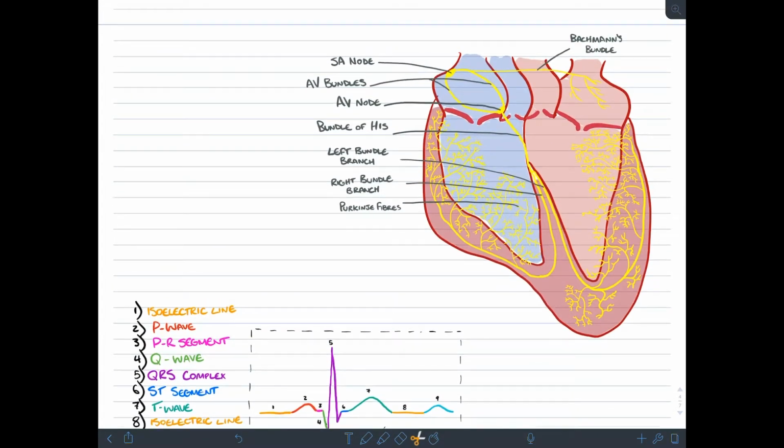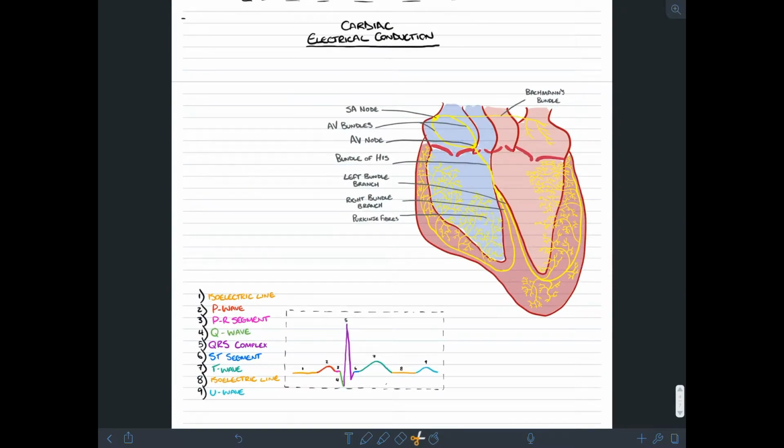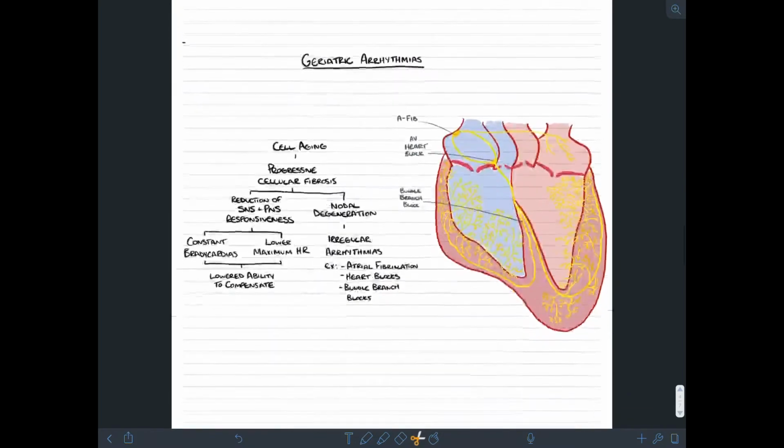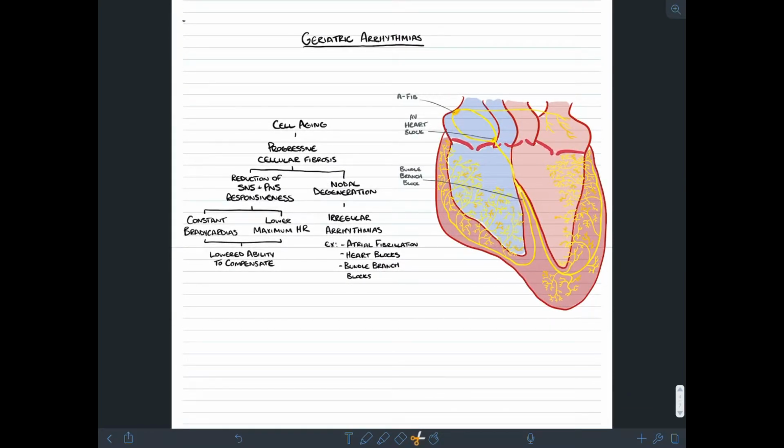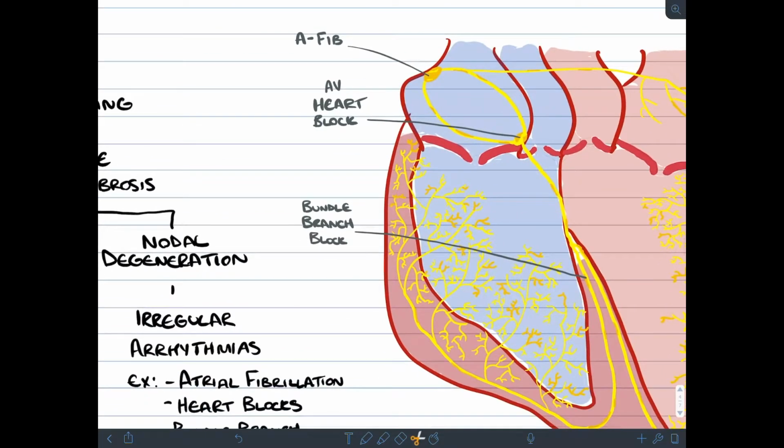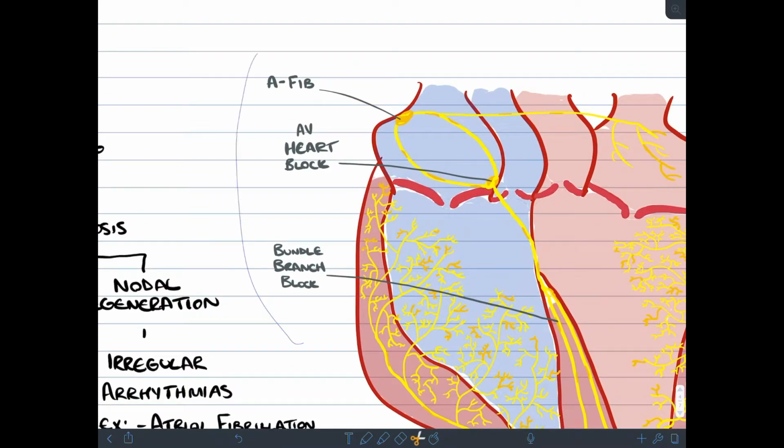So now that we understand normal cardiac electrical conduction, we can start talking about geriatric arrhythmias. Really the basis of arrhythmias is cell aging and fibrosis of those cells. So we'll first start on the nodal degeneration portion of this chart, and we'll start at the SA node, because nodal degeneration causes all three of these issues that we see right here.